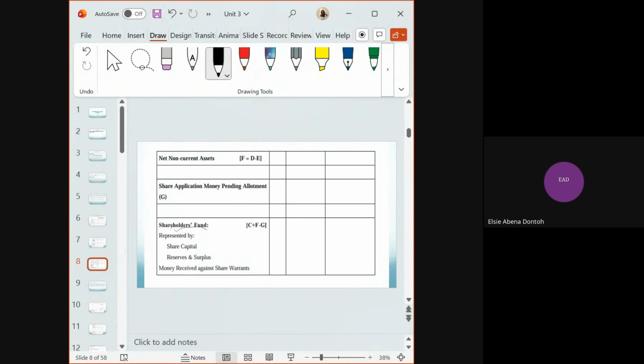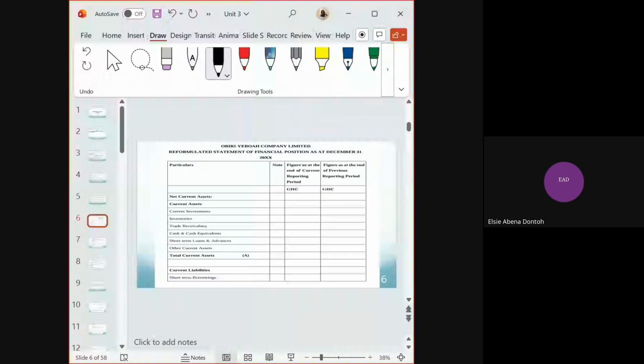Then from that we subtract J, which is made up of the shareholders fund represented by share capital. And I know you understand all this because we looked at them when we were looking at shareholders equity. And we have share capital, reserves and surpluses, and money received against share warrants. So this is a pictorial view of the reformulated statement of financial position.